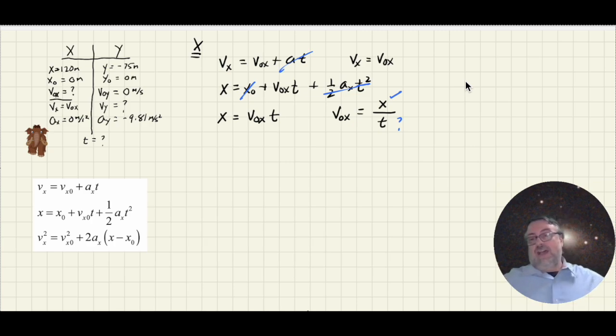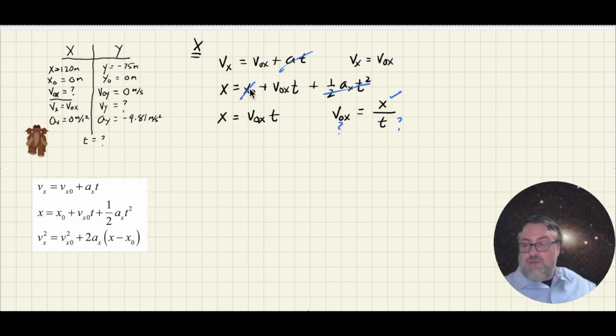That means math tells me if I have an equation with two unknowns, which I do here, the initial velocity in the horizontal direction x, as well as the time, I need two equations. So fortunately, we have another dimension to the problem. We have the y equation here.